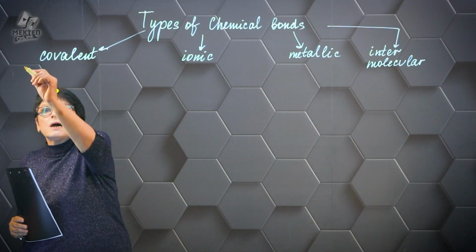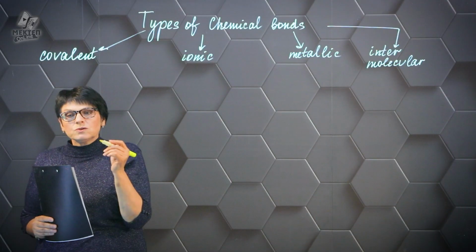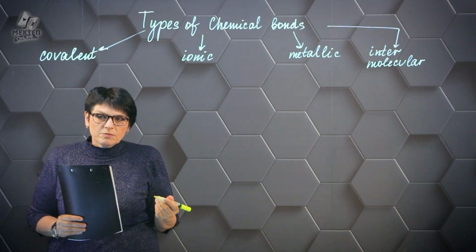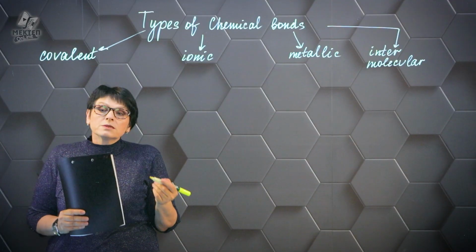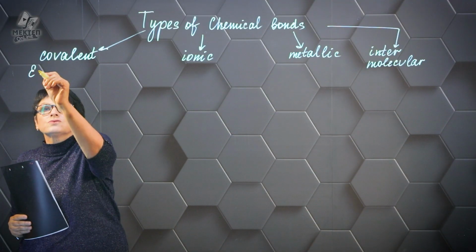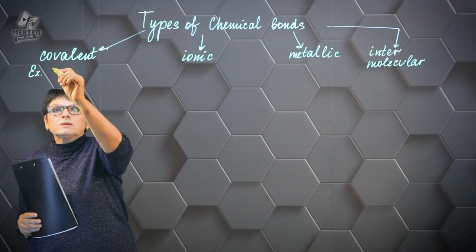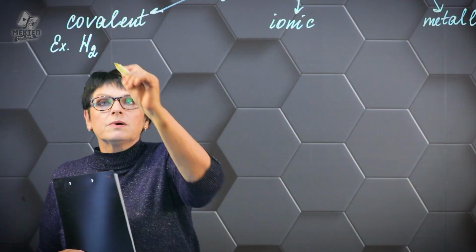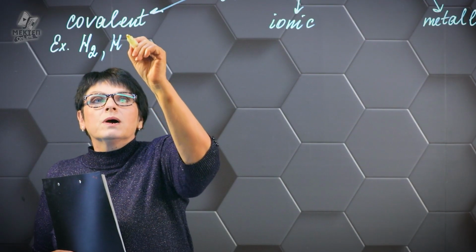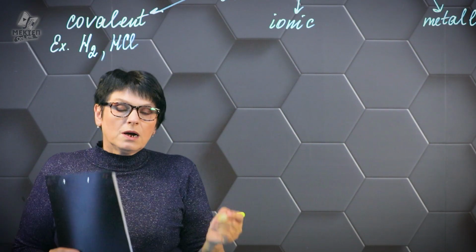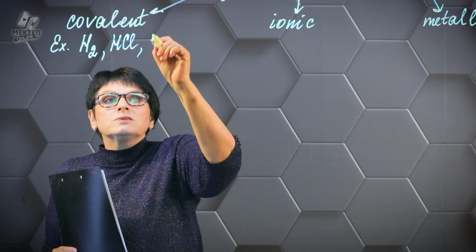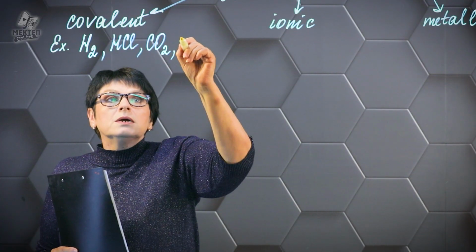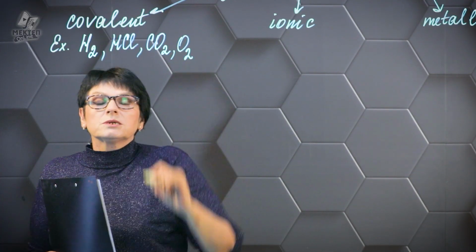Covalent bond, and I will go a little bit of an unusual way. We will establish when this bond is formed from specific examples. So I'll start with examples. A covalent bond can be, for example, in the hydrogen molecule H2. It could be in a molecule of hydrogen chloride. It could be in a molecule of carbon dioxide, or in a molecule of oxygen, for example.